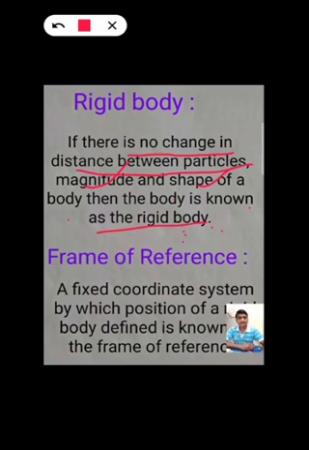One is inertial frame of reference and the other one is non-inertial frame of reference. So what is an inertial frame of reference and what is a non-inertial frame of reference? A frame of reference which obeys Newton's laws, particularly Newton's first law of motion, is known as inertial frame of reference.